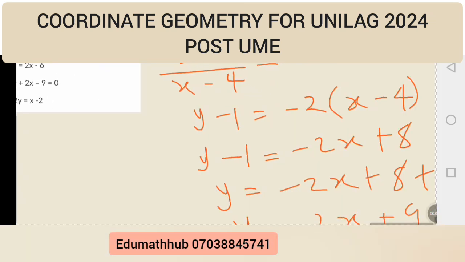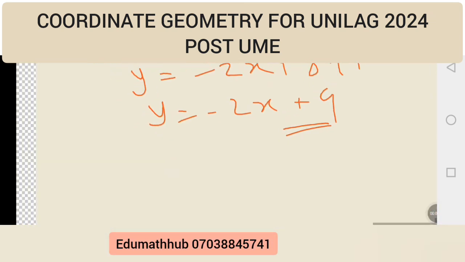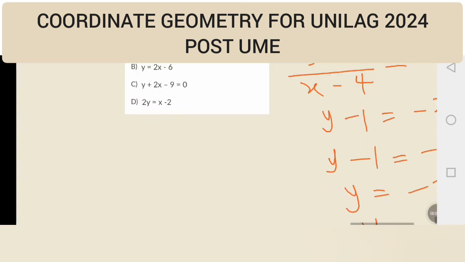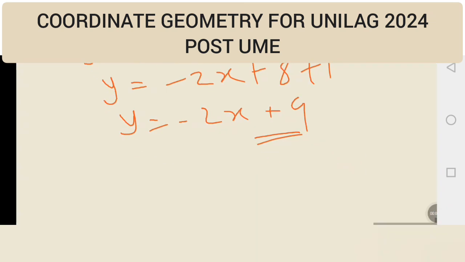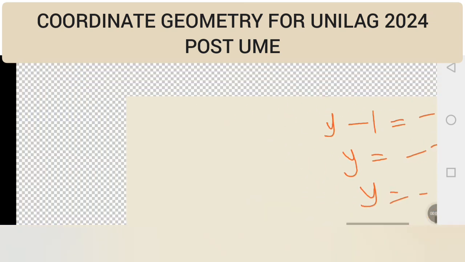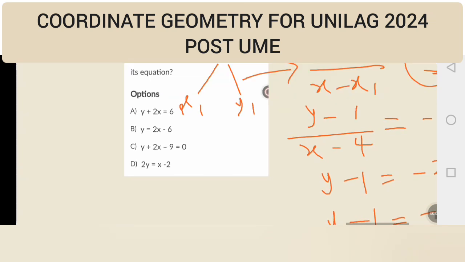It's not actually there, but there's something similar to it. So let's make everything equal to 0. You have y; everything here, bring it to the left hand side. So you have y plus 2x minus 9 equals 0, which is what is actually there. So this is the answer here. So the answer is option C.